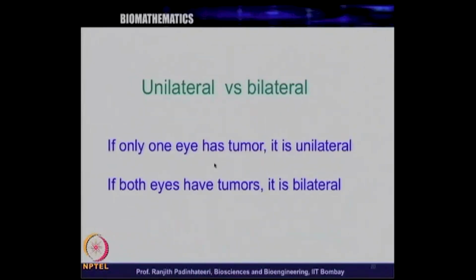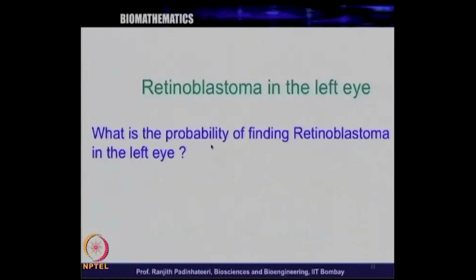So, you can ask the question, what is the probability of finding retinoblastoma in the left eye? If somebody gets a retinoblastoma as a result of some kind of a mutation, then the probability that it will be on the left eye will be half, and the probability on the right eye will also be half, because of equal probability.